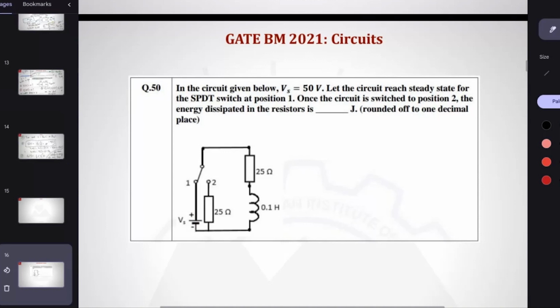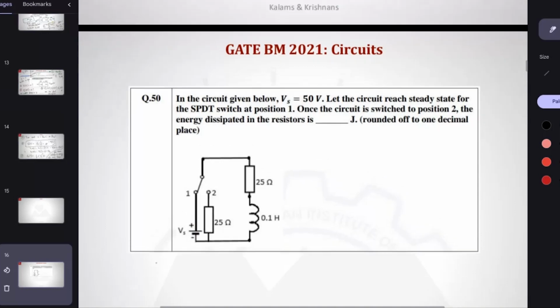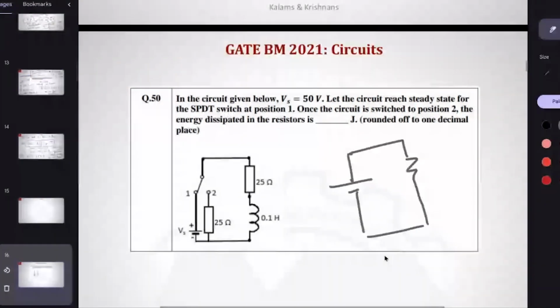Why? Omega tends to 0. This is a DC circuit, so omega tending to 0 means Z tends to 0. It shorts. Great, it's a simple resistance circuit. I know the inductor is kind of hidden here, but it's shorted, so I can find the current. If I know the current at position 1 in steady state, I know the energy of that inductor.